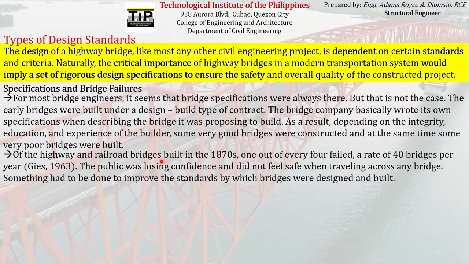Of the highway and railroad bridges built in the 1870s, one out of every four failed, a rate of 40 bridges per year. The public was losing confidence and did not feel safe when traveling across any bridge. Something had to be done to improve the standards by which bridges were designed and built.